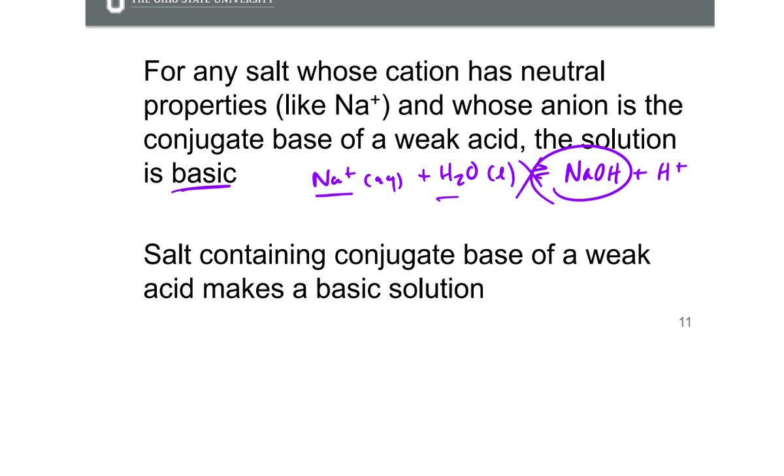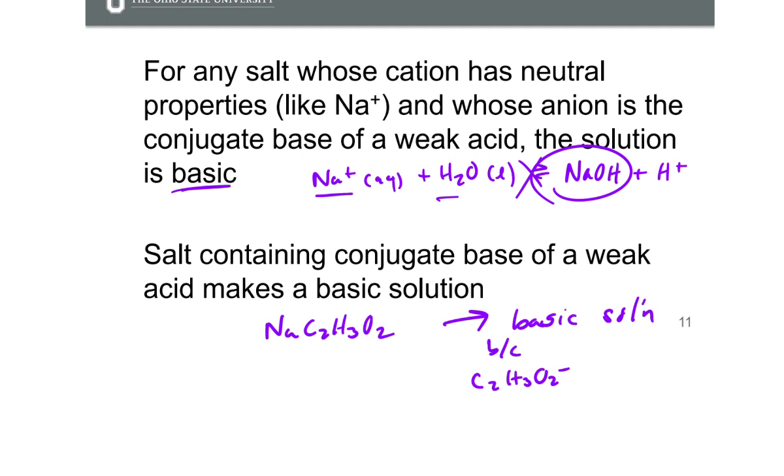So for our sodium acetate, NaC2H3O2, we end up with a basic solution, because the acetate C2H3O2 minus forms OH minus in solution and HC2H3O2, acetic acid. Okay, that's the equilibrium.